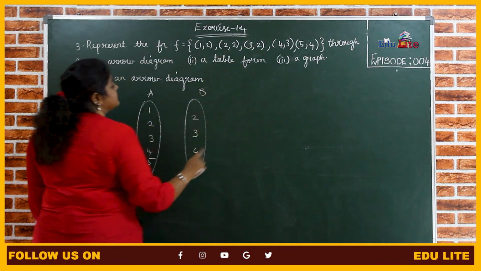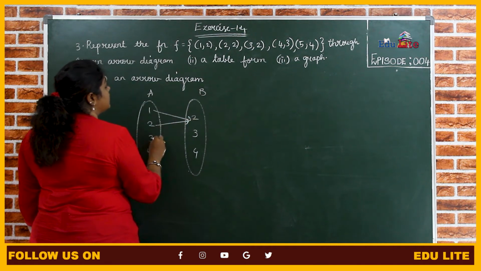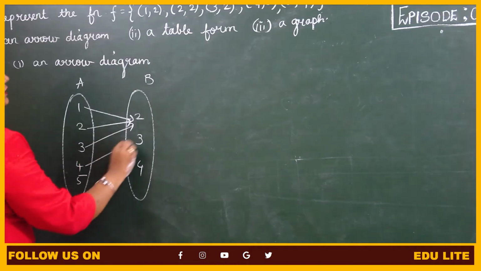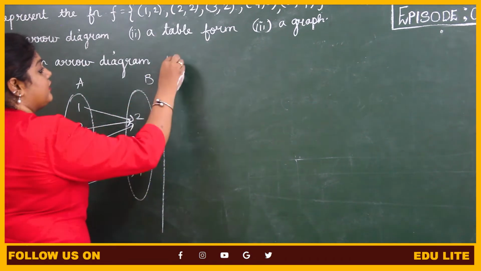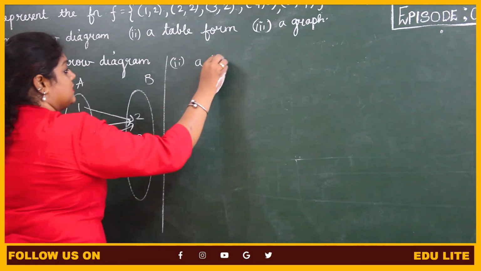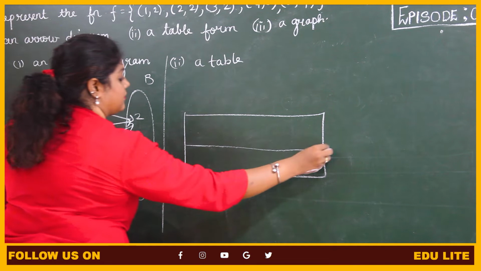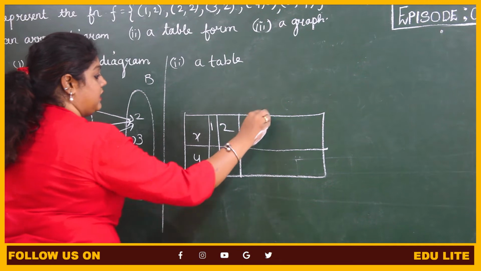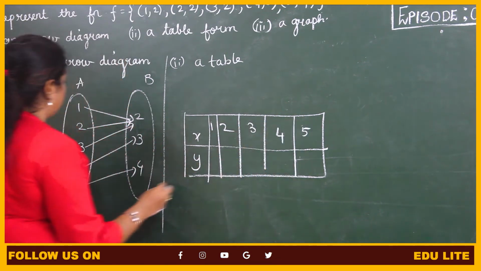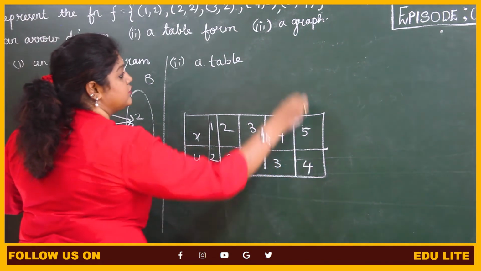The first set is 1, 2, 3, 4, 5 and the second set has values 2, 3, 4. 2 is a repetition, so it is enough to represent only one time. So 1 is mapped to 2, 2 is mapped to 2, 3 is mapped to 2, 4 is mapped to 3, 5 is mapped to 4 according to the given function. Thus we have represented it in an arrow diagram, and the second one we have to represent in a table. X, Y, 1, 2, 3, 4, 5. 1 is mapped to 2, 2 is mapped to 2, 3 is mapped to 2, 4 is mapped to 3, 5 is mapped to 4.